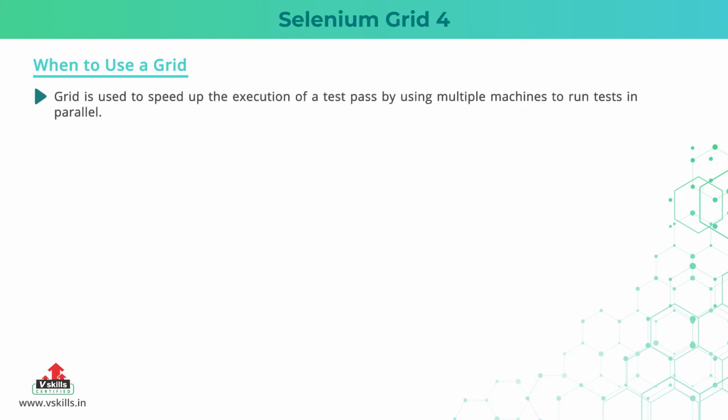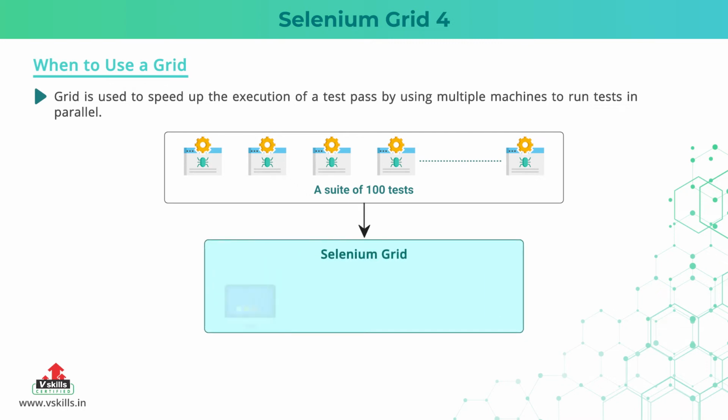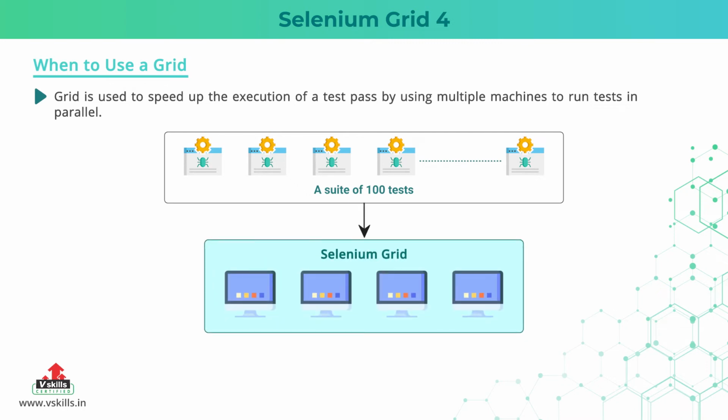Grid is used to speed up the execution of a test pass by using multiple machines to run tests in parallel. For example, if you have a suite of 100 tests, but you set up Grid to support 4 different machines, VMs or separate physical machines, to run those tests, your test suite will complete in, roughly, 1/4 the time, as it would if you ran your tests sequentially on a single machine. For large test suites, and long-running test suites such as those performing large amounts of data validation, this can be a significant time saver. Some test suites can take hours to run.